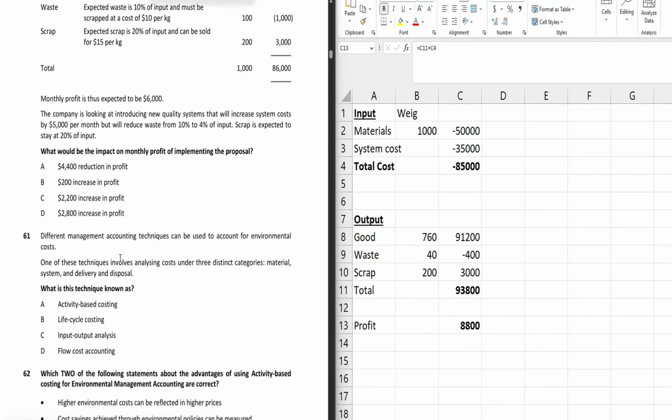Different management accounting techniques can be used to account for environmental cost. One of these techniques involves analyzing cost under three distinct categories: material, system, delivery, and disposal.